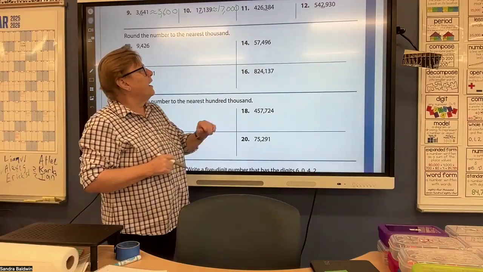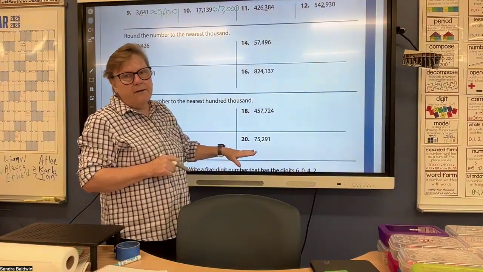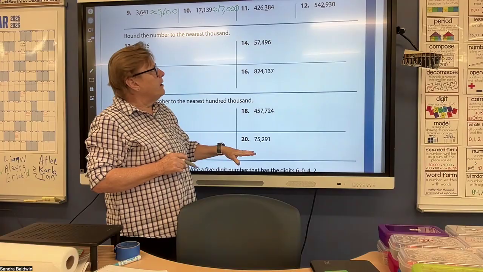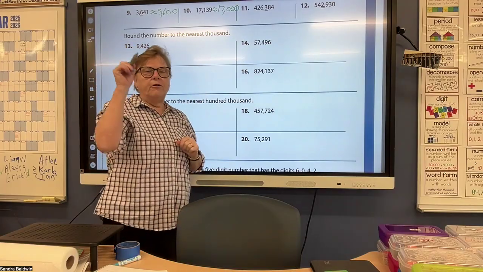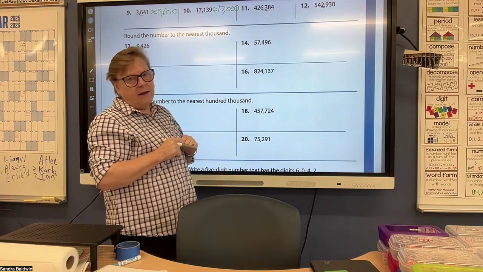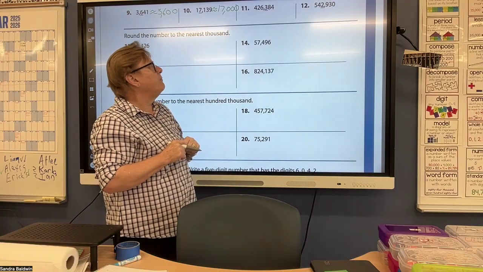Okay, boys and girls, tonight you're supposed to do 11 through 20. It's rounding homework. We're using the underline circle method this time instead of the number line method.